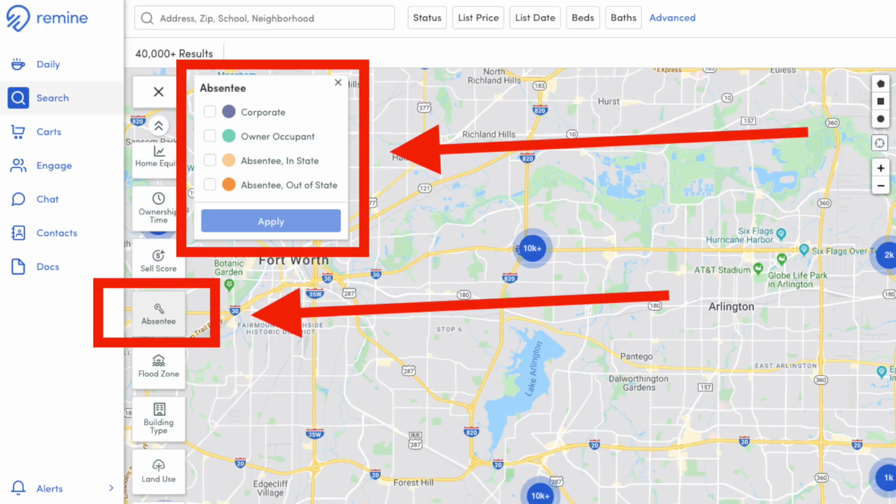Now another strategy for seller leads is using your absentee filter. This is the very same filter that we use for buyer leads. However, here we actually are targeting the owners versus the tenants, aka the renters. You're going to identify those property owners that are in-state and out-of-state and market to them at their mailing address. Because remember, their physical address is actually not where they live.